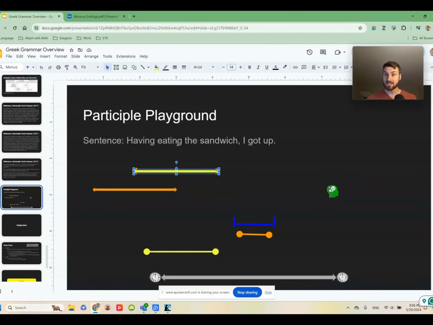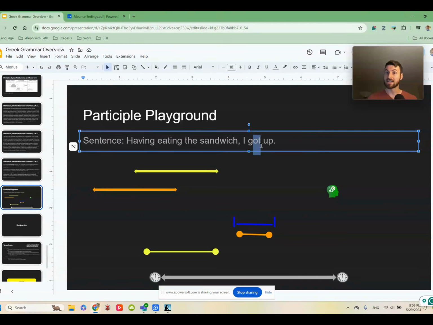Okay, so this is the adverbial use of the participle. Adverbial, because I'm modifying my verb: I got up. But you can also have noun and adjective uses of the participle. And we already talked about this one. So if I said, the eating one is me. The eating one, that's the participle, the -ing there.